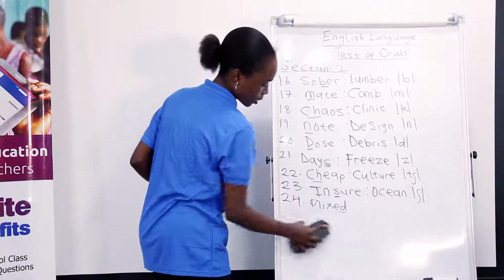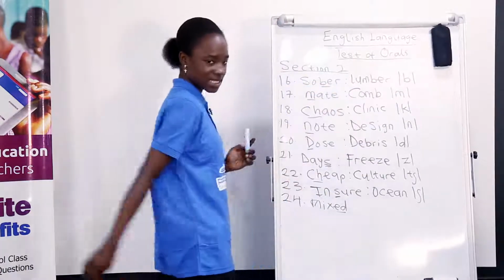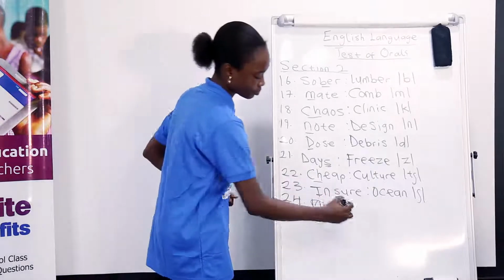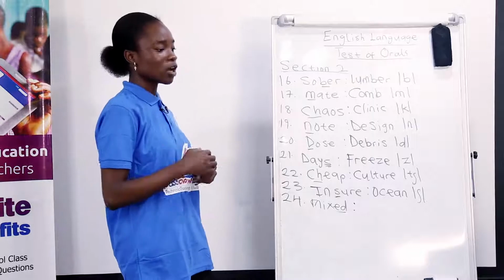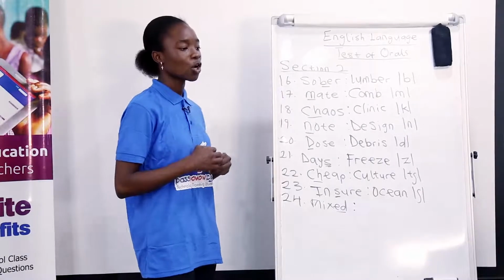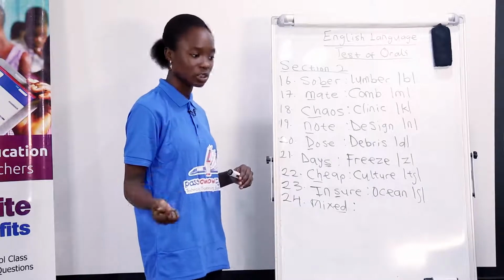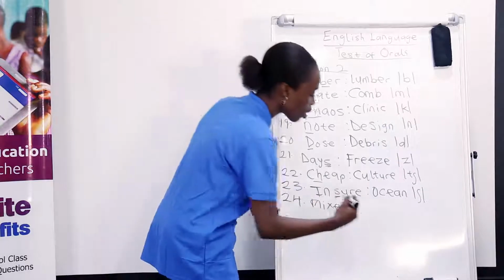Now back to our work. Mixed, ending with the t sound. Option A, we have pumped. Option B, thronged. Option C, climbed. And option D, sponged. The correct answer is pumped.